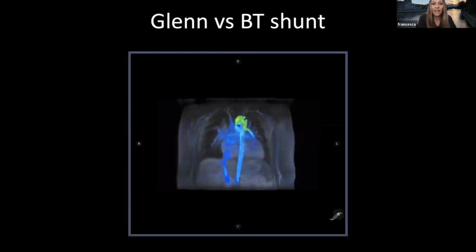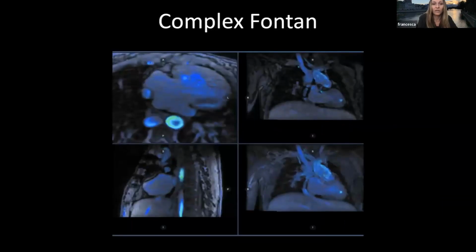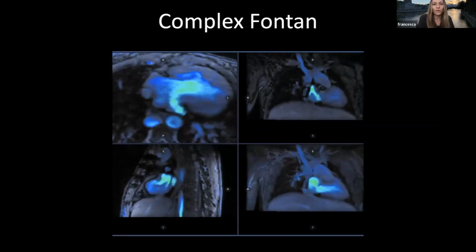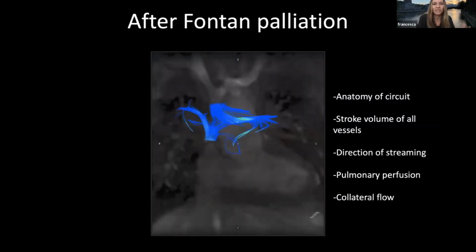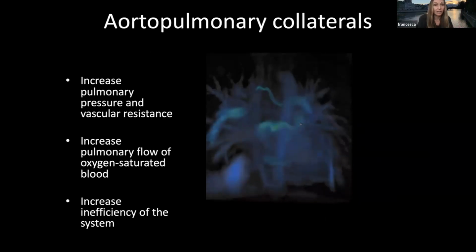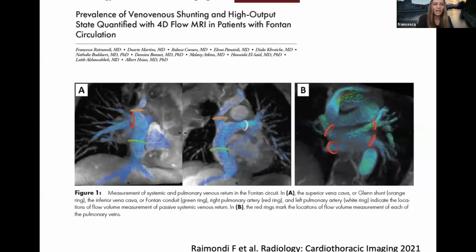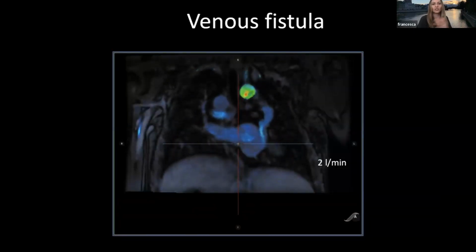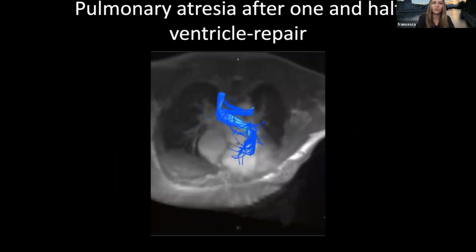This is a complex case of a Glenn patient with a BT shunt, and you can visualize with the same velocity mapping exactly the flow in all the vessels. And in complex Fontan, as Arno will show in an amazing way, we can perform a comprehensive study of the entire hemodynamics that is really complex in this kind of patient, and study the pulmonary perfusion in detail, and study collaterals that are really important in our patients. We demonstrated the bad impact of this kind of collaterals, only possible with this technique and no other technique, where you can study in this patient collateral fistula and venovenous collaterals.